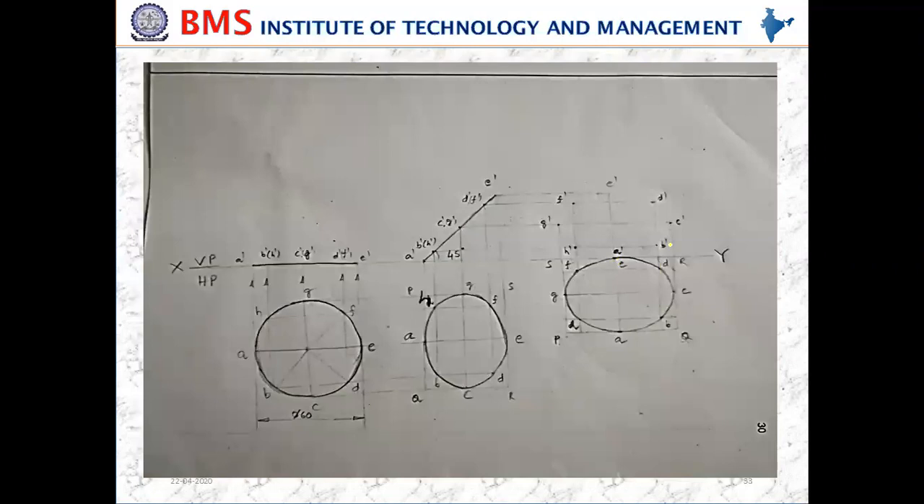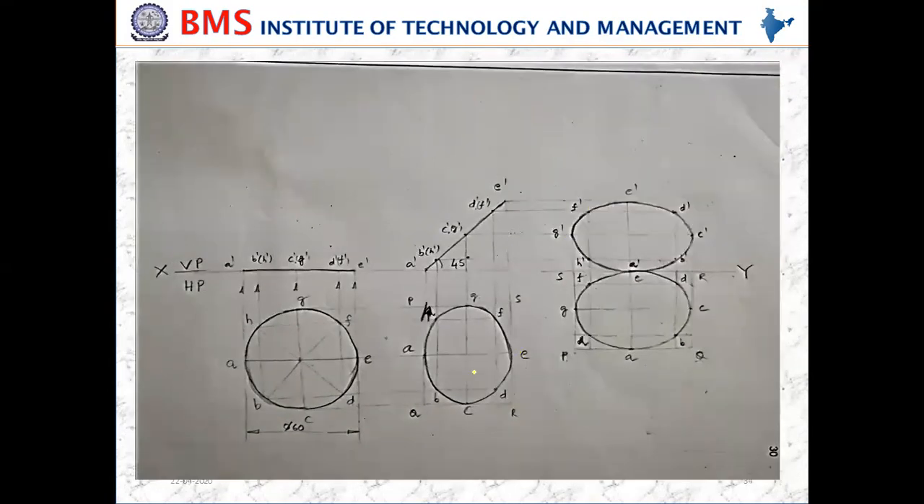So from A dash to B dash, B dash to C dash, then D dash, C dash, all are to be joined. How do you join them? You need to join them using the curve command, like this. A smooth curve. Use the curve command. So I'm just showing here. So don't draw like this. Okay. So this is how you need to draw.